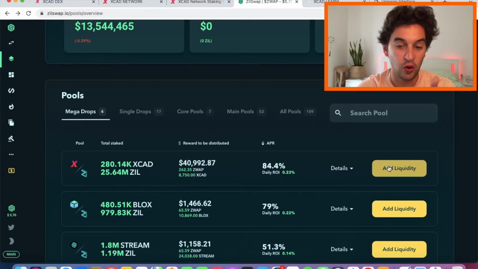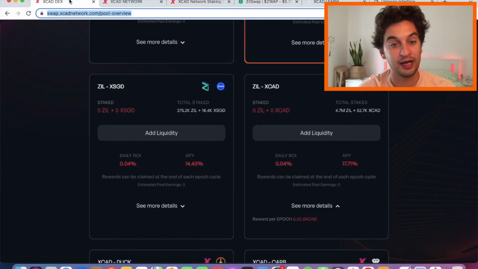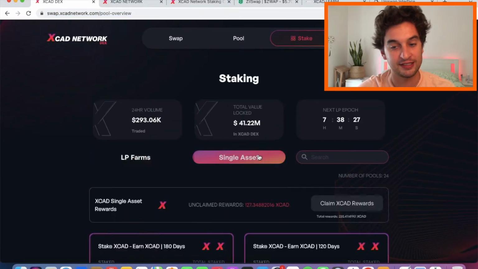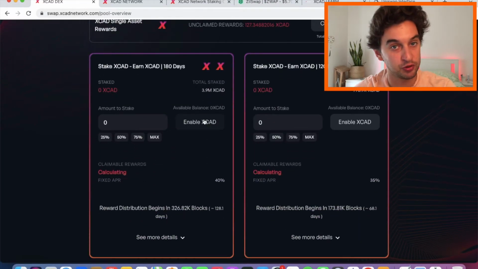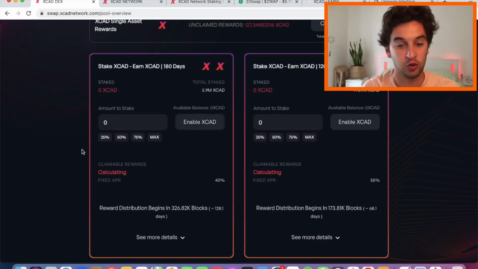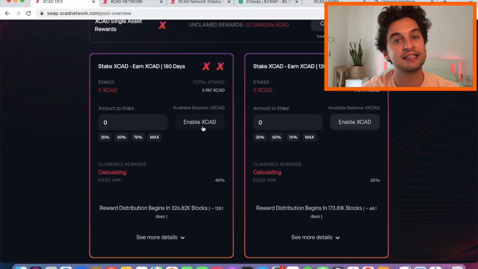But if you do want to enter this pool, for example the one over here, if you have this single asset, let's say you have tokens, you just press enable XCAD, which enables the possibility to stake in. Then you put the amount that you want, 25, 50%, 70%, or the max amount, and you simply click stake XCAD. It will ask you to confirm it, and that's all you do.